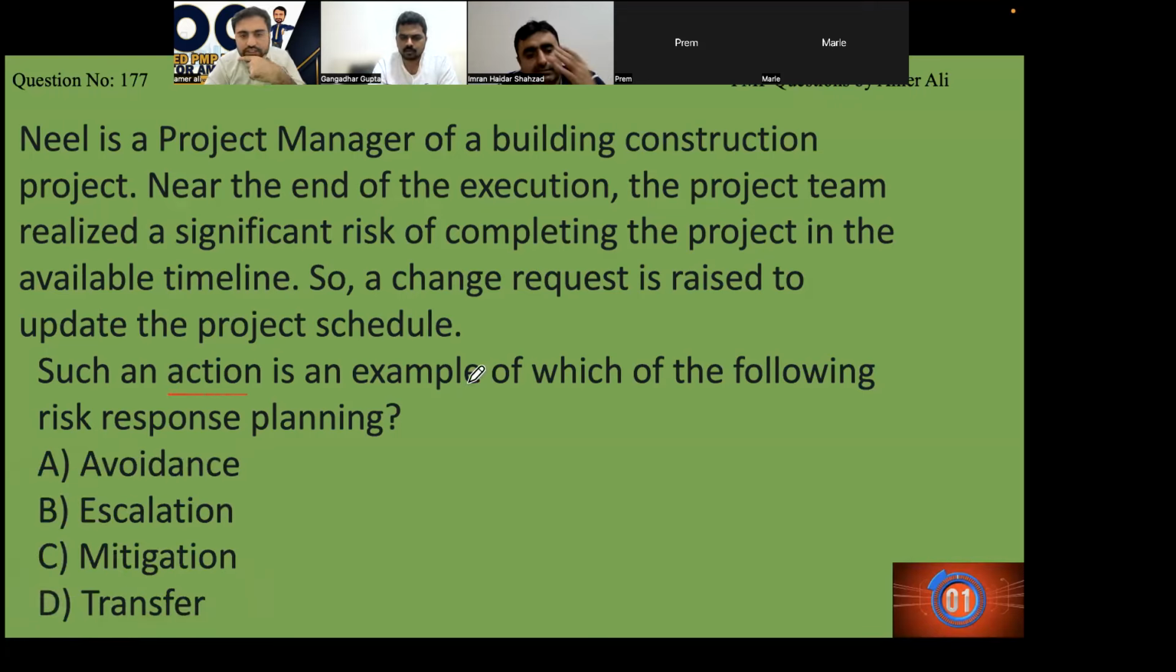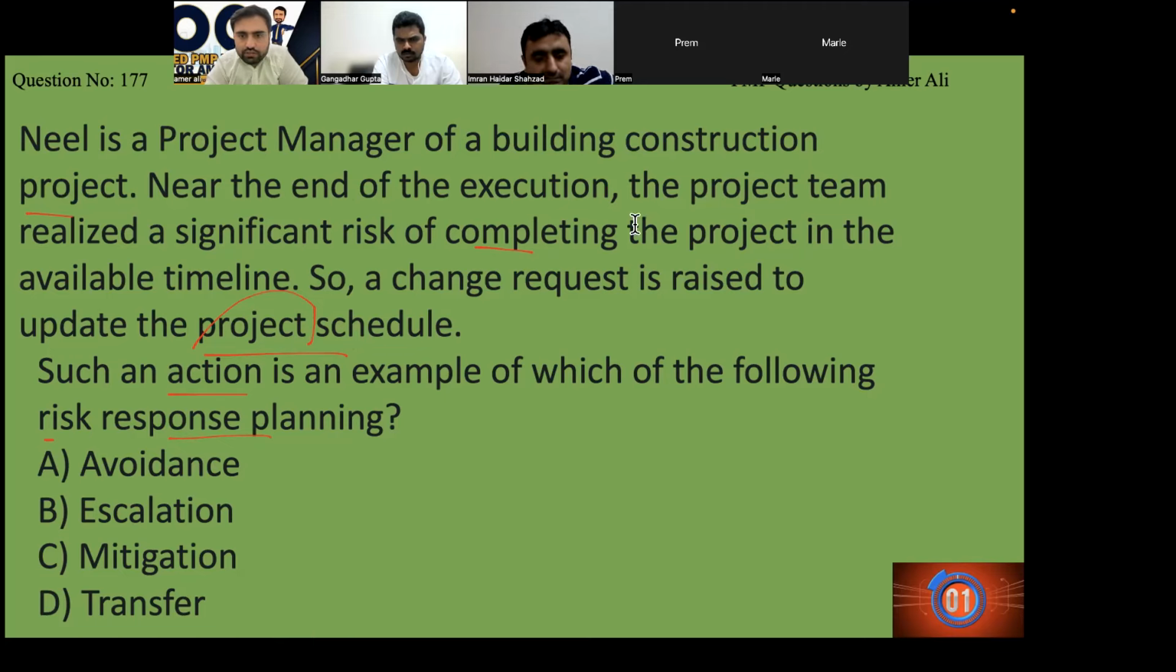Such an action is an example of which of the following? Neil is a project manager of a building construction project. Near the end of the execution, the team realized a significant risk in the available timeline. So a change request is raised to update the project schedule. Such an action is an example of what?